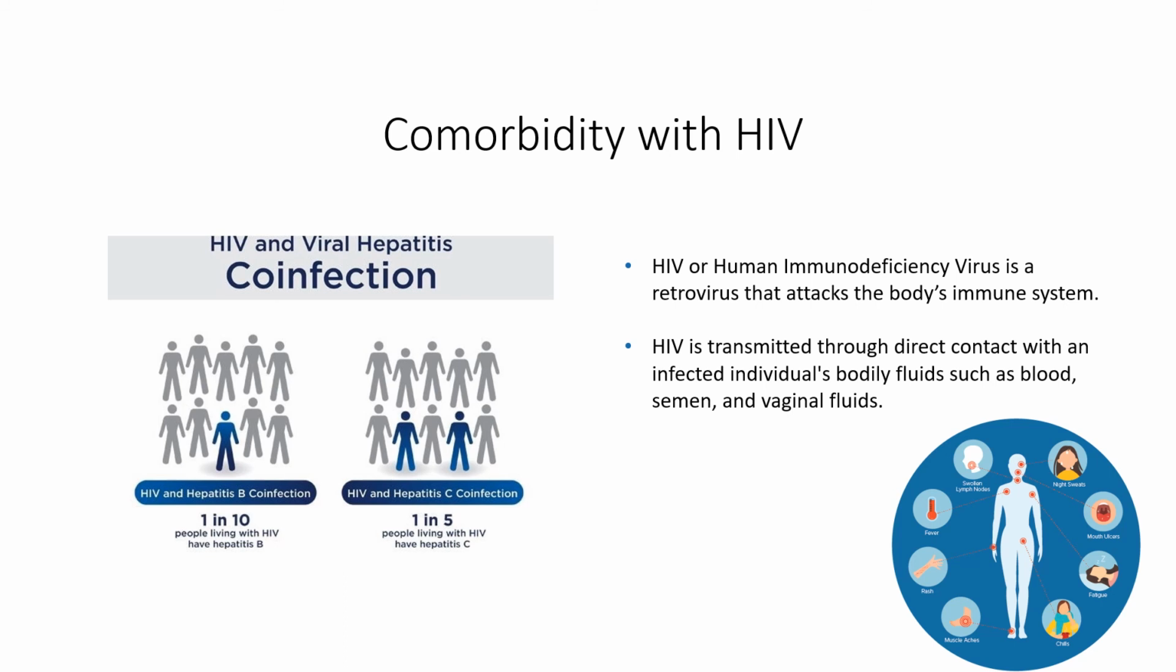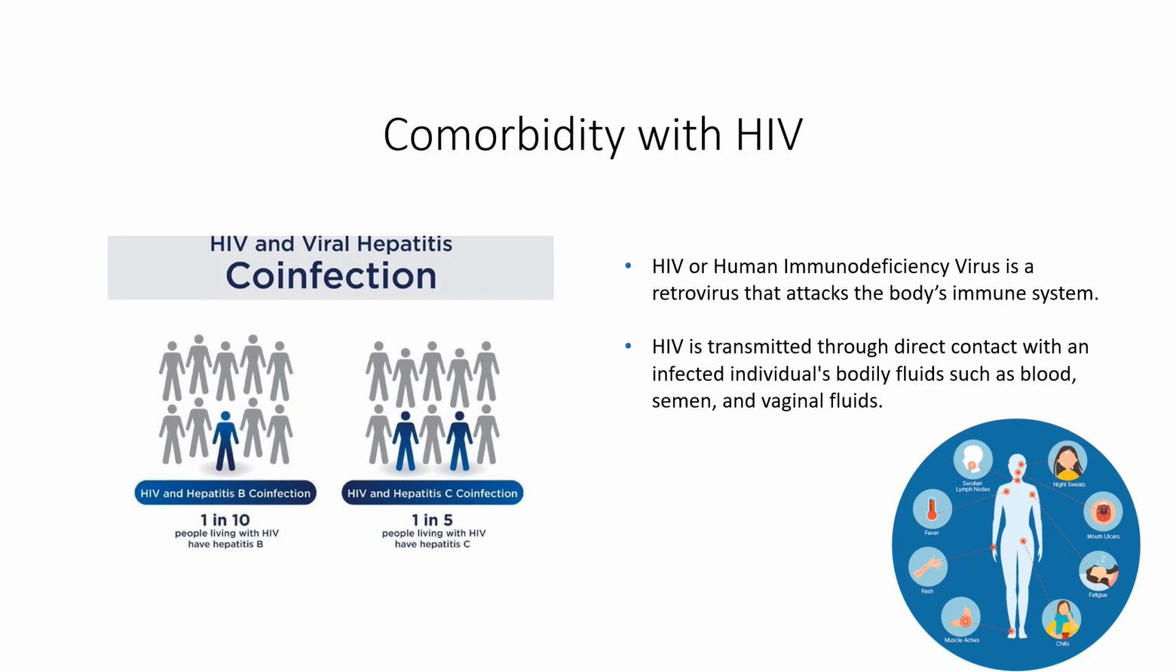In 2009, approximately 21% of adults with HIV tested positive for HCV, or hepatitis C. Currently, the co-infection rate of, more specifically, injection drug users with HIV is 62 to 80% co-infected. And as you can see in this photo, 1 in 10 people with HIV have hepatitis B, and 1 in 5 individuals living with HIV also have hepatitis C. And I just thought that these numbers were much larger than I expected, and so I thought that it was very interesting and wanted to add it into my presentation.